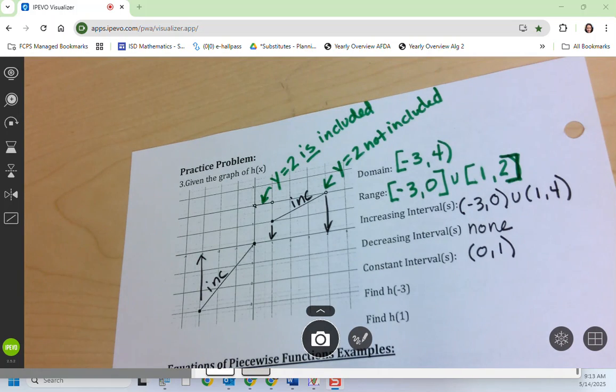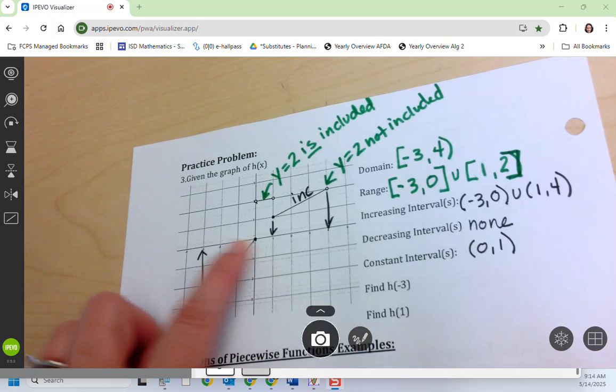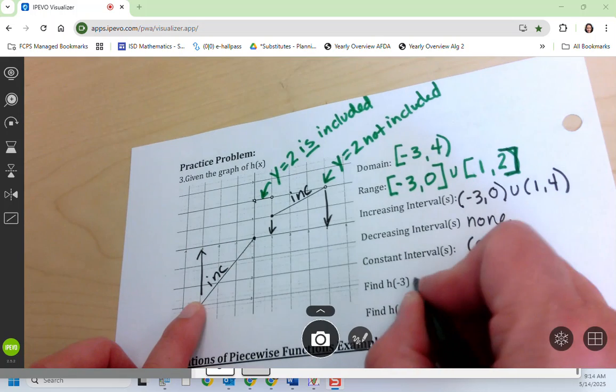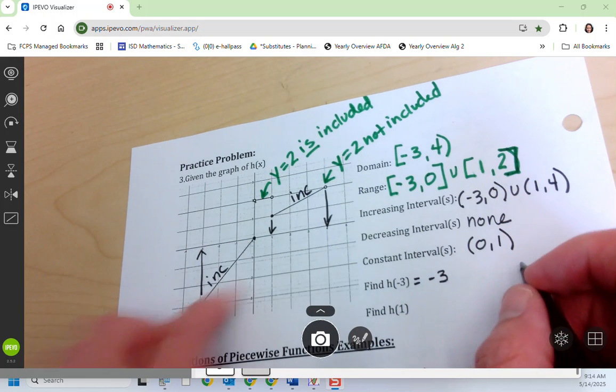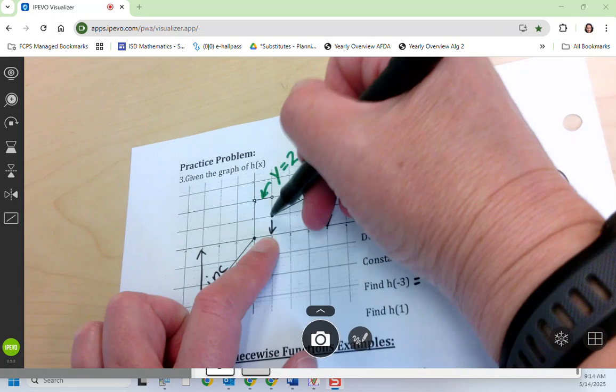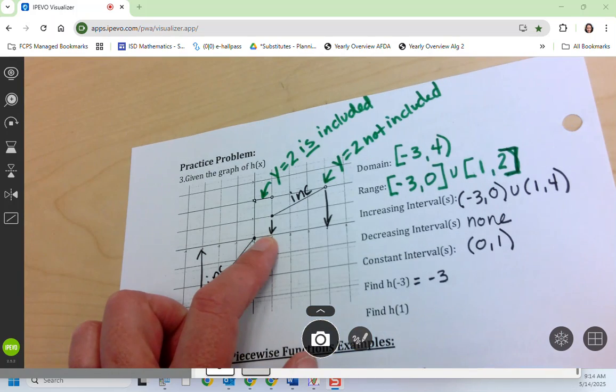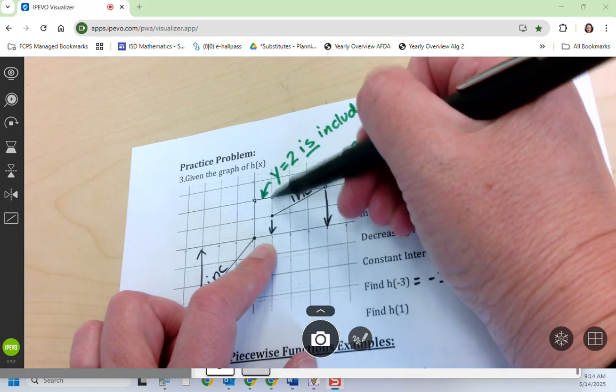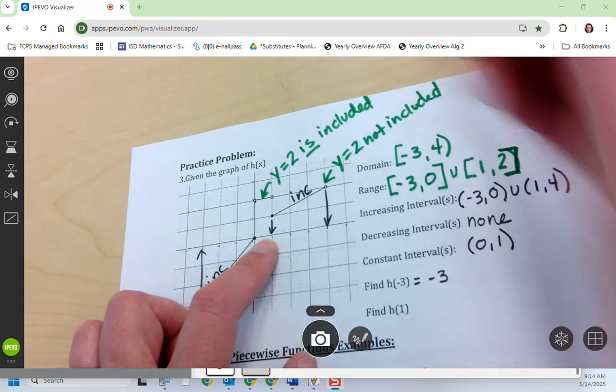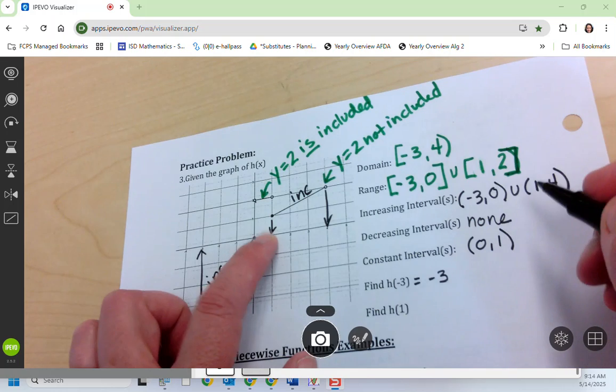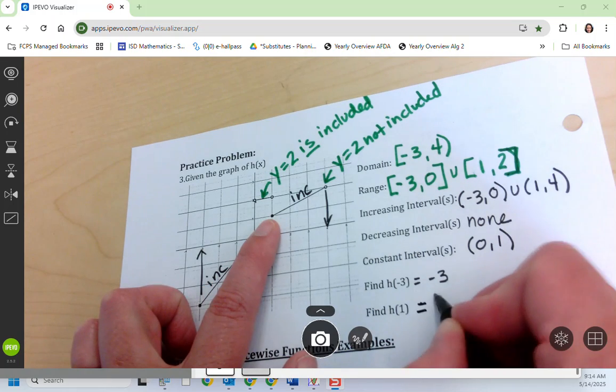Questions on the increasing, decreasing, constant? This graph's a lot easier to read than the other one. Let's go to h of -3. When x is -3, y is -3. When x is 1, should I look at the solid dot or the empty dot? Who has a vote? When x is 1, I'm looking at both of these dots. Which one's included? The solid or the empty? The solid. Good. So that's what we look at. So we get 1.